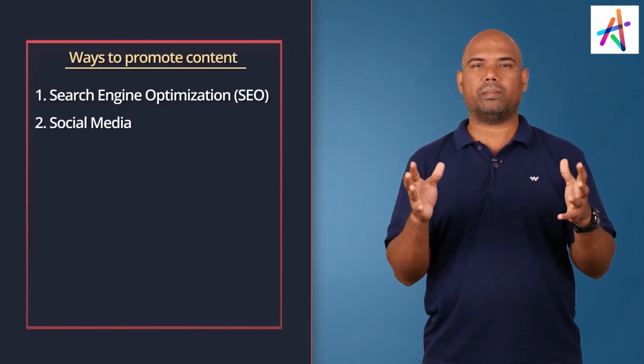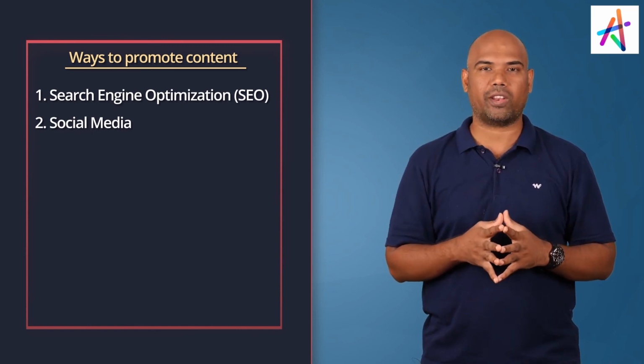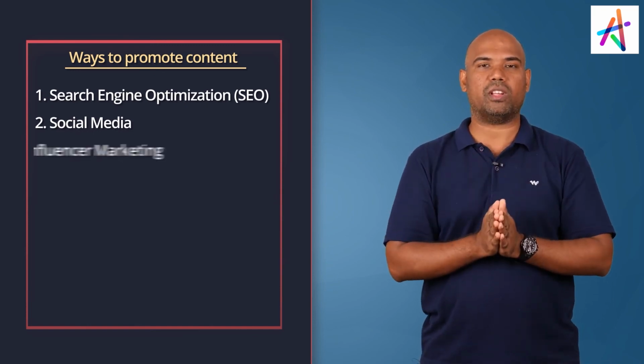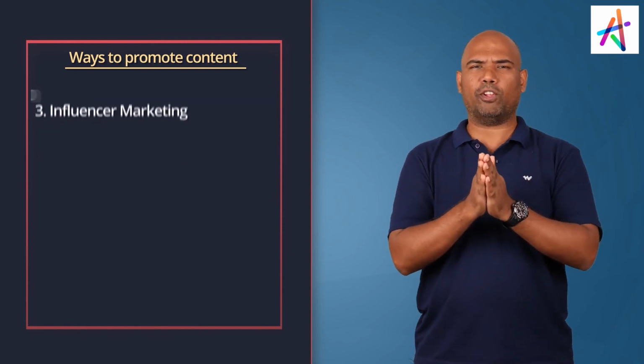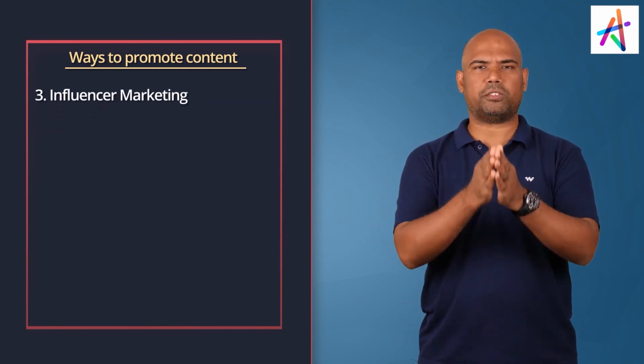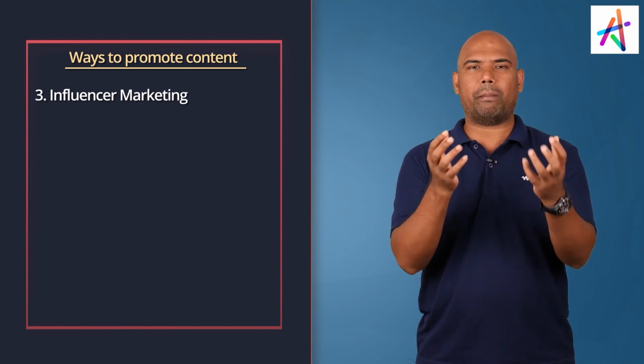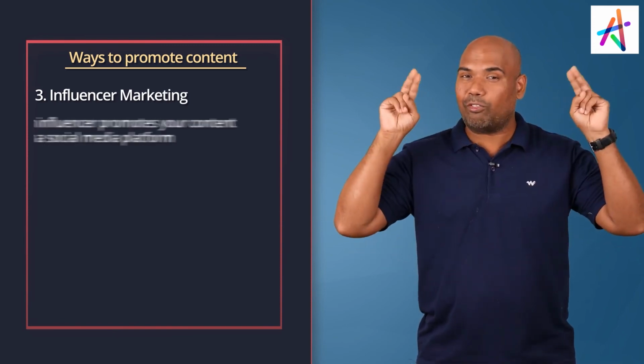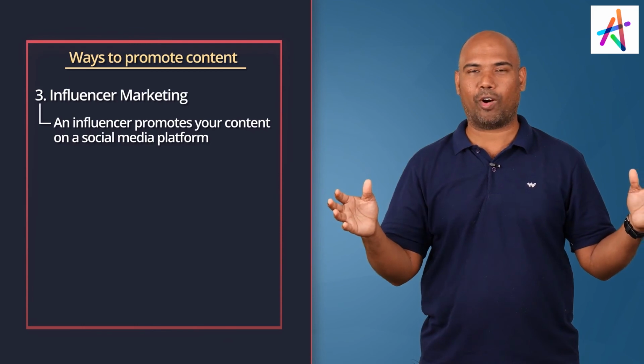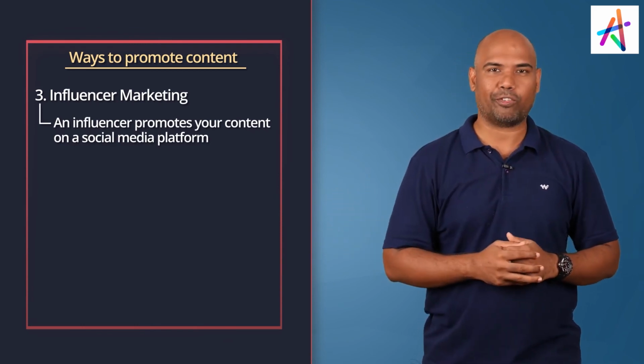So all these are various social media platforms that can really help you promote your content in the most significant manner possible. The third type of marketing, or a way to really promote your content, is through influencer marketing. What is influencer marketing? It is a process by which a brand ambassador kind of a person, an influencer on any social media platform, could be promoting your piece of content.